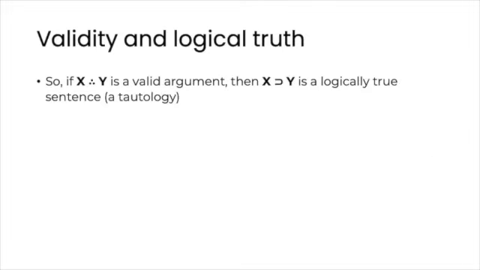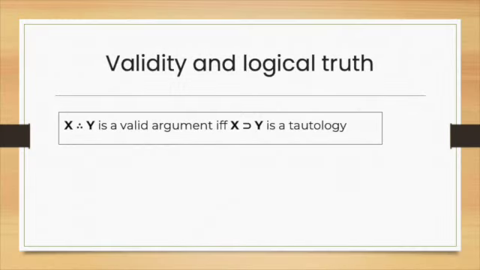So, if X therefore Y is a valid argument, then X horseshoe Y is a logically true sentence. In sum, X therefore Y is a valid argument if and only if X horseshoe Y is a logically true sentence.